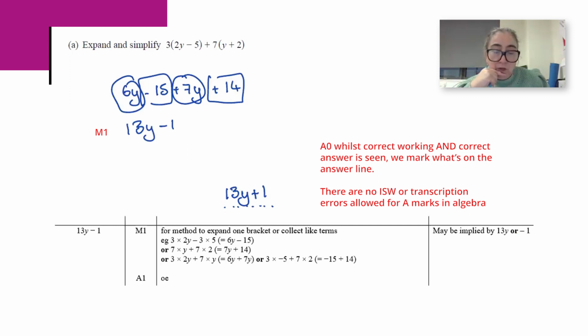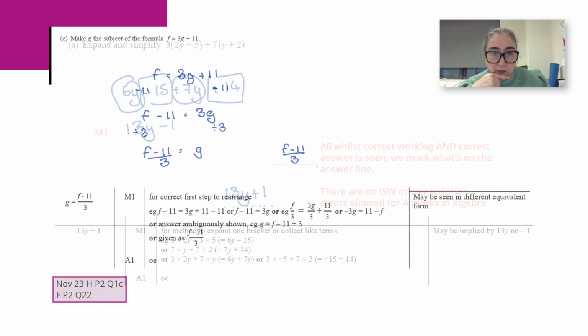Ignoring subsequent working or transcription errors are not allowed for accuracy marks in algebra, because what do we know? We may have assumed the actual student wants the answer to be 13y plus 1, which is obviously incorrect. So ignoring subsequent working isn't appropriate for algebraic questions, or they may have just copied it wrong. It won't be allowed for these kind of questions.